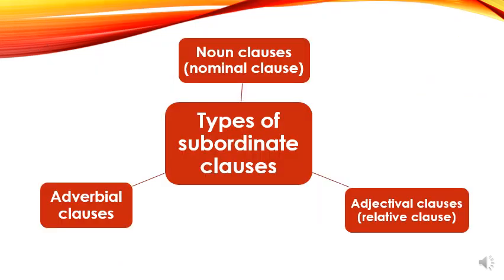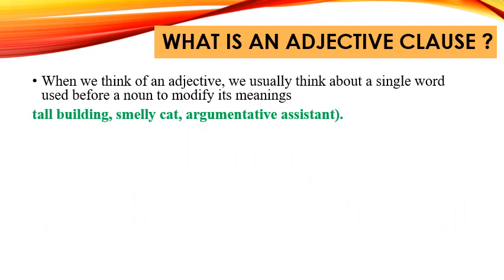And we mentioned that there are three types of subordinate clauses. One of them is nominal clauses, which we discussed earlier. The second one is adjective clauses, which is the focus of our topic today. And the third one is adverbial clauses. Okay, today we are talking about the adjective clause.